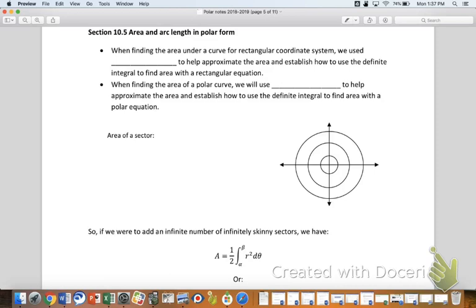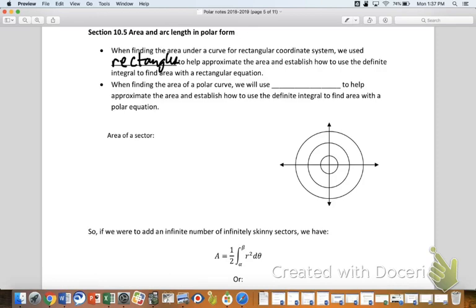When finding the area under a curve using a rectangular coordinate system, we used a lot of different shapes, but what was the main shape we focused on with those? Rectangles, pretty much always. Rectangles was the shape we used to help us approximate the area and build towards those Riemann sums and finding the actual area.